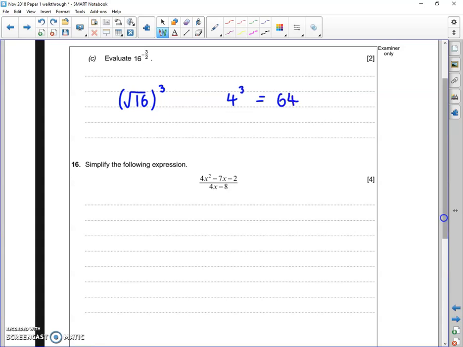The minus, when it's in a power, means 1 over. So it's 1 over 64, which is not particularly nice, so it's lucky they haven't asked us to convert it to a decimal, because we'd be struggling a little bit.